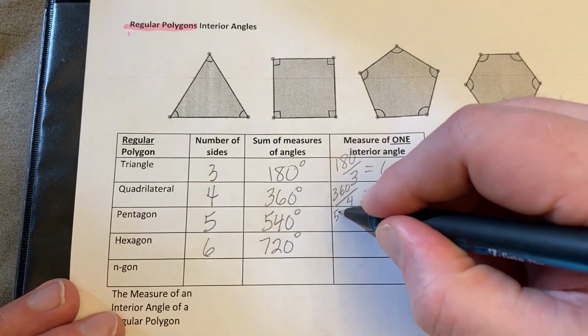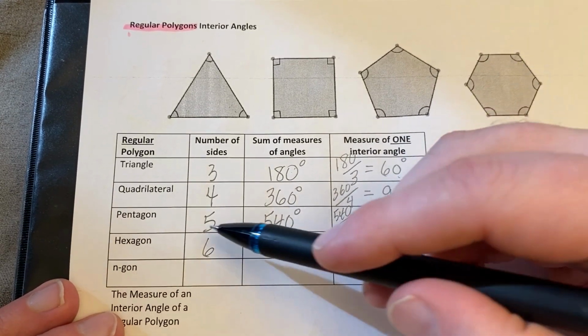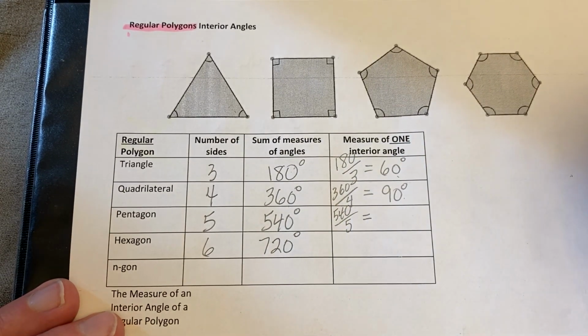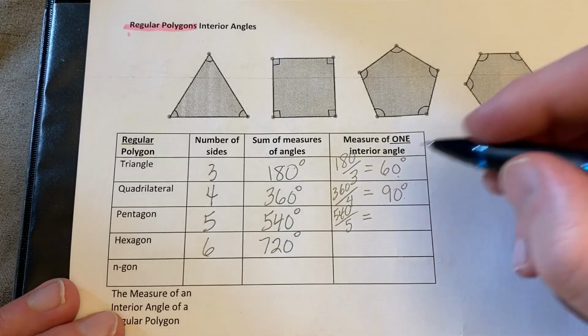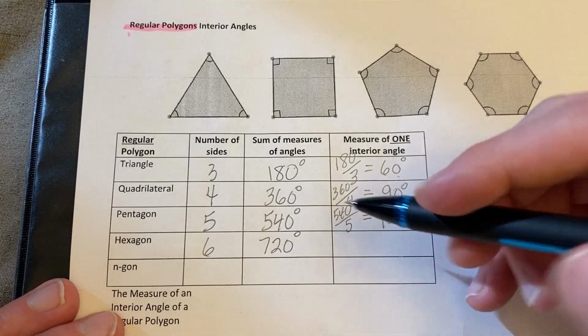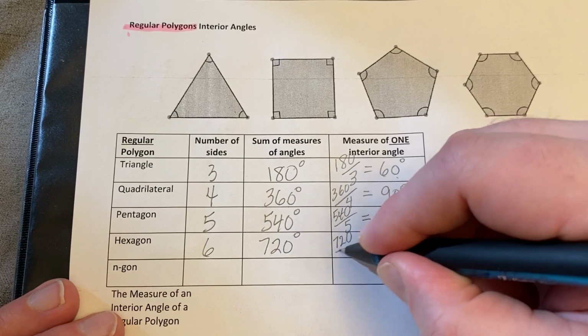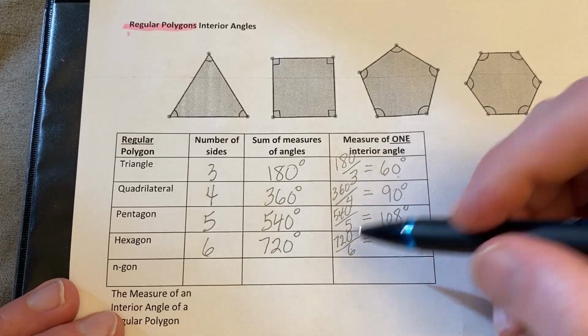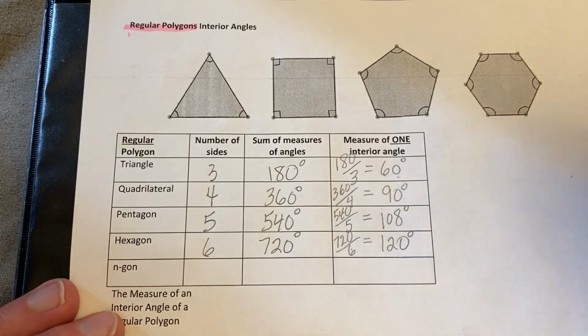But this will be 540 divided by the number of sides, 5. So 540 divided by 5 is going to be 108 degrees. And this is going to be 720 divided by 6. 720 divided by 6 is 120 degrees.